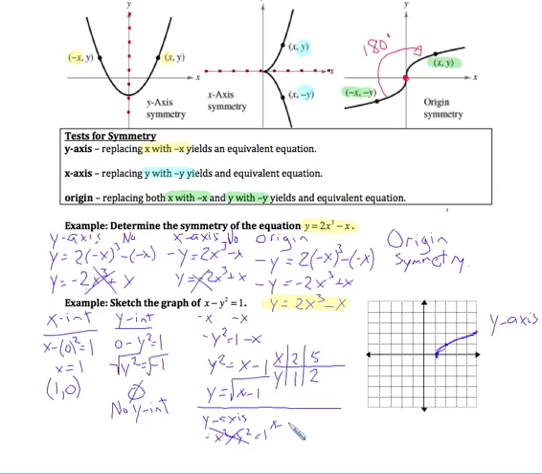How about x-axis? So replace the y with negative y. So now we have x minus negative y squared equals 1. When you square a negative, it becomes positive. So lo and behold, we're left with our original equation. So we do have x-axis symmetry. And what that means is we can mirror this side on the bottom also. And it would give us the points (2, negative 1) and (5, negative 2).